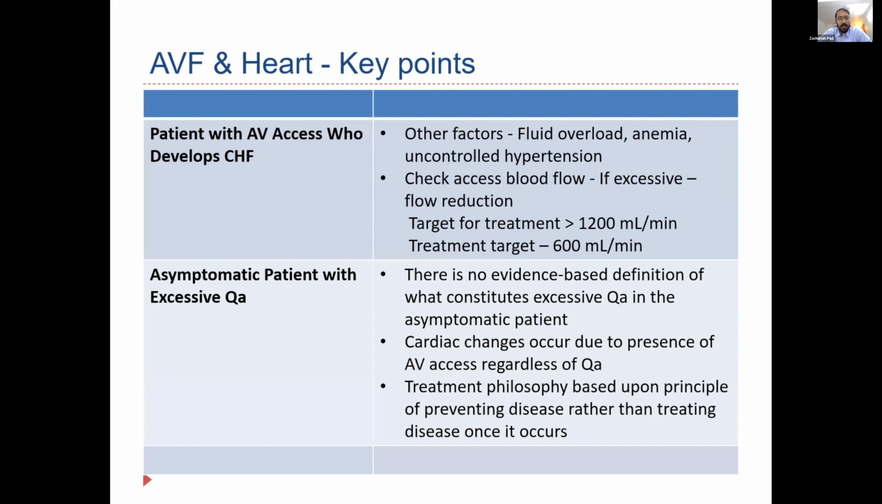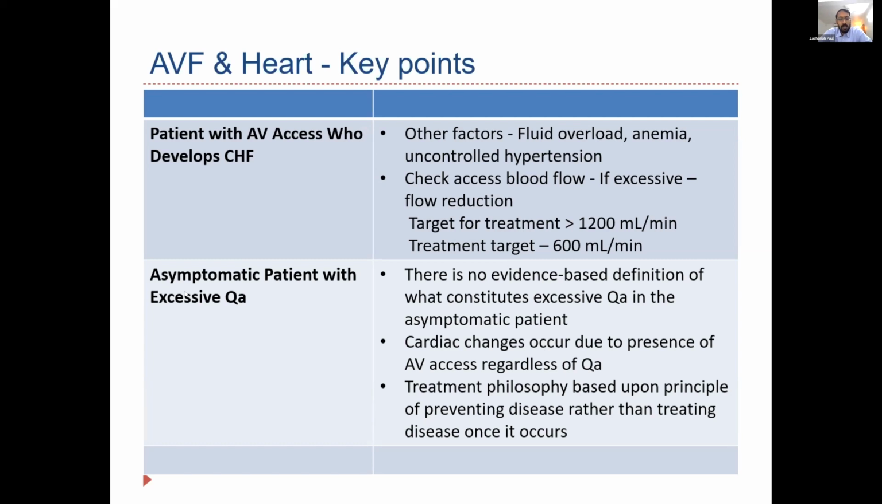Then you come across a patient who has an AVF and develops cardiac failure. Other than looking into our fistula, look for other factors: fluid overload, anemia, uncontrolled hypertension. If that is all ruled out, look for the access flow. If it is excess, and excess is defined as more than 1.2 liters, then try flow reduction procedures to reduce the flow to 600 ml per minute.